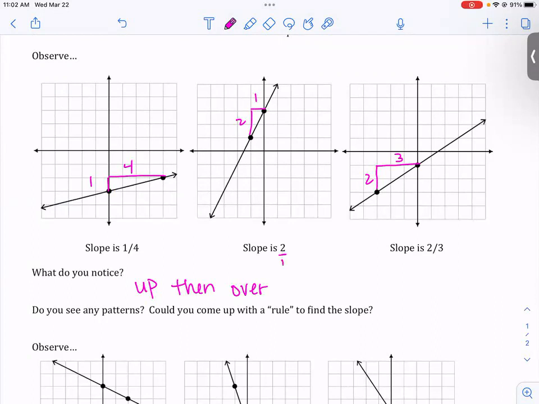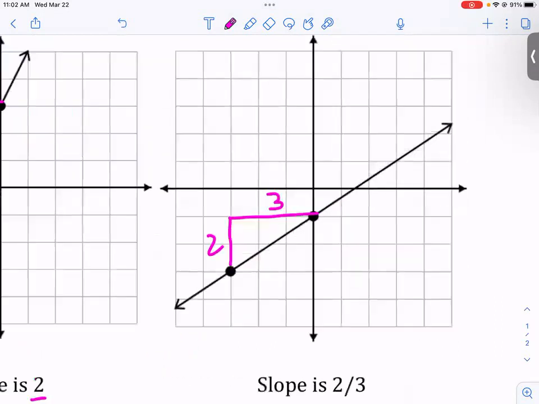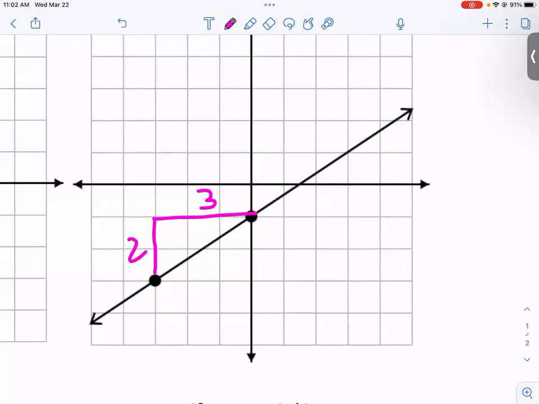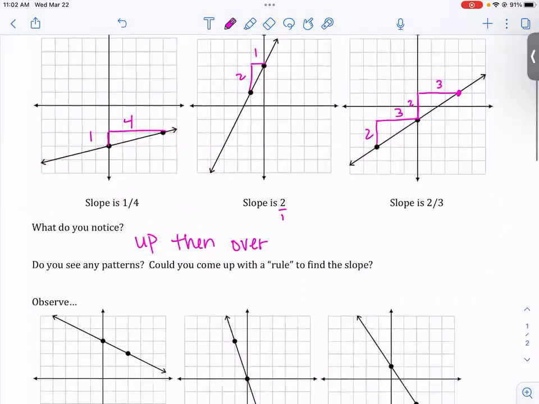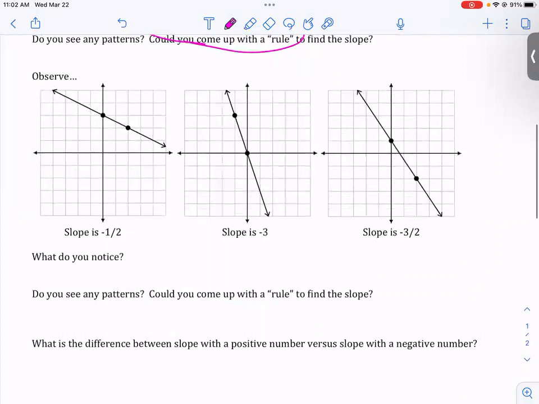Okay. All right, so I'm going to zoom in on this third graph here. Our slope is 2/3. Watch this. If I go up 2 and over 3, there's another point on the graph. And we could keep doing that over and over. Okay. So you're telling me if we go up and then over, that's how those slopes come about. Okay. How about down here?